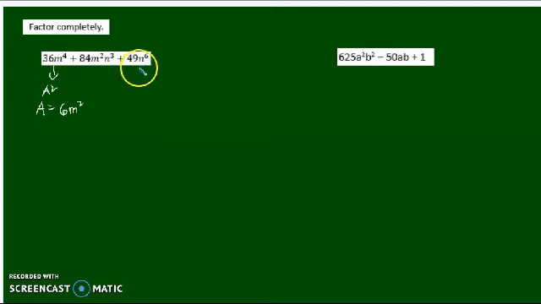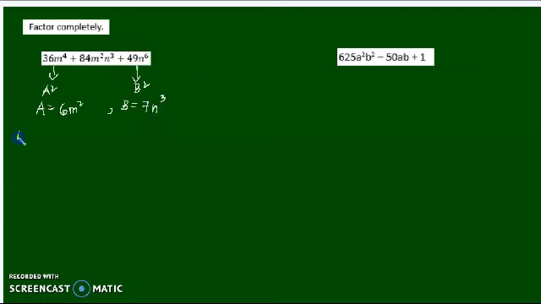Okay, now for the last term, which is 49n raised to 6, which is also a perfect square. So this is the value of b squared. Then get the value of b. So what is the square root of 49n raised to 6? So it's 7n raised to the power of 3.